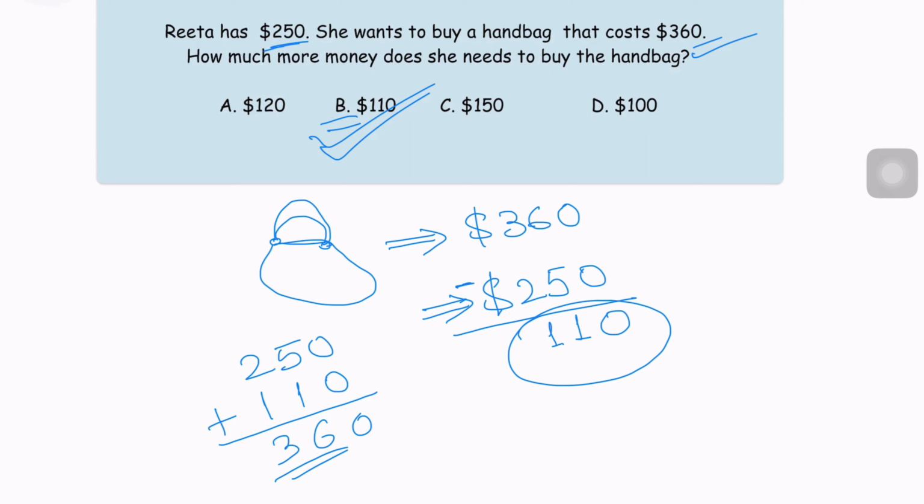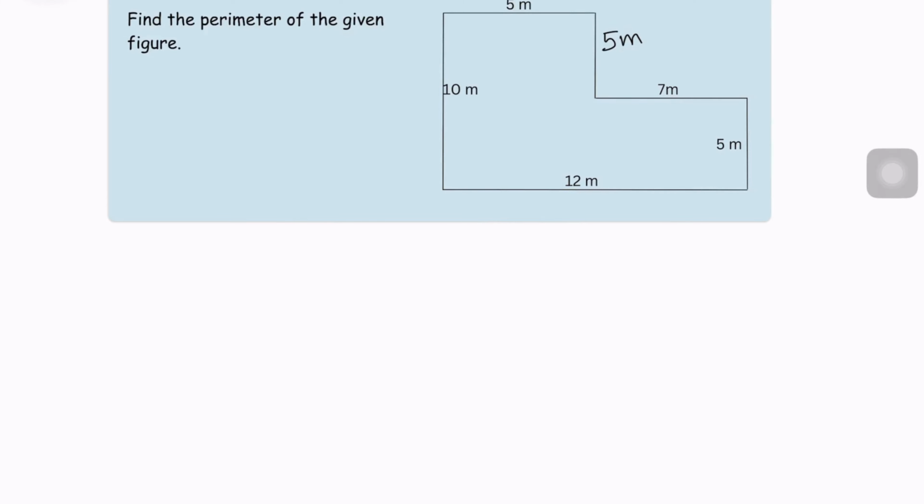If you got option B, 110, then you can give 1 mark to yourself. Here is the next question on your screen. Try and then we will do it together.